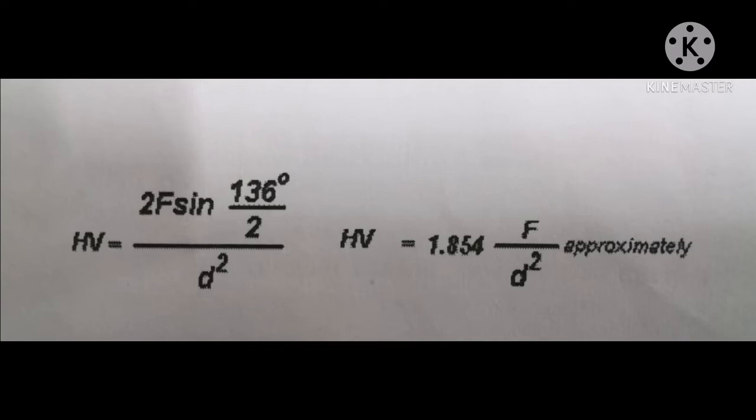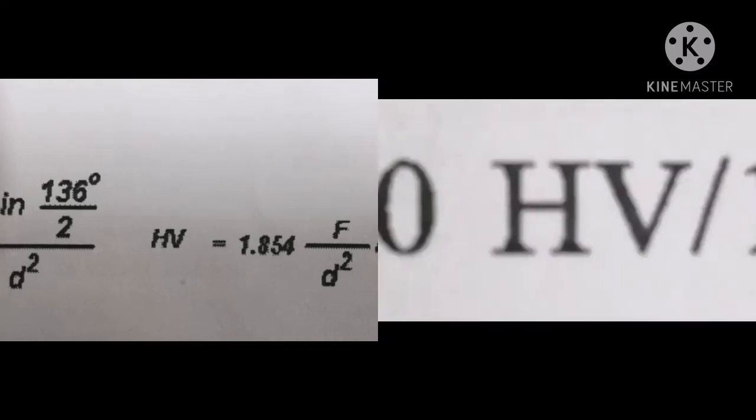Now we have the values for F and D, so we can apply them in this equation and get the Vickers hardness. The Vickers hardness should be reported as shown here, like 800 HV/10. That means a Vickers hardness of 800 was obtained using a 10 kgf force.